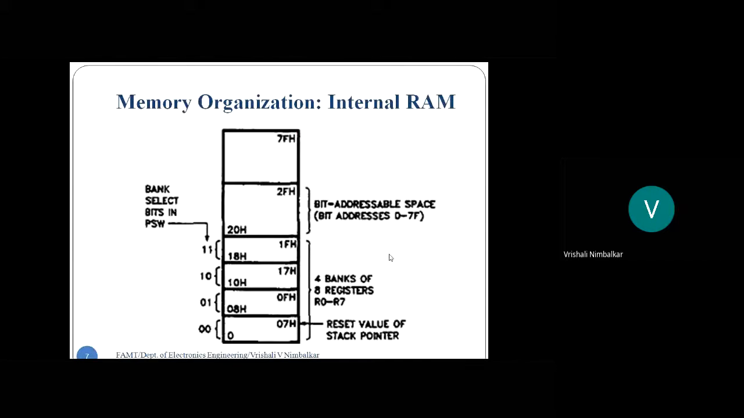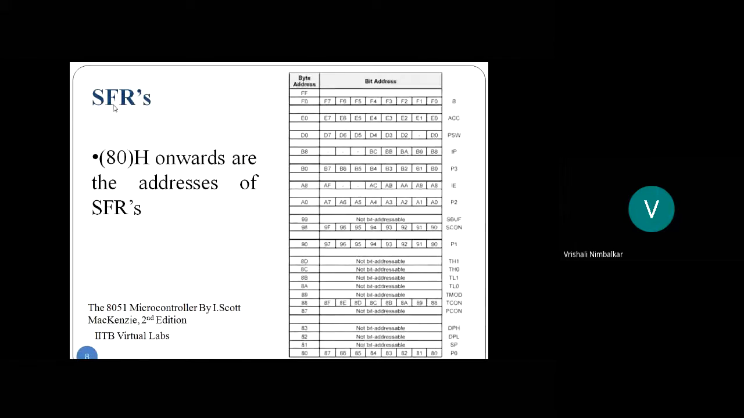Then we looked into SFR addresses, special function registers. The addresses are from 80 hex onwards. So beyond 7F are the addresses of special function registers. Correct? So 80 onwards to F0 hex are the addresses of special function registers.